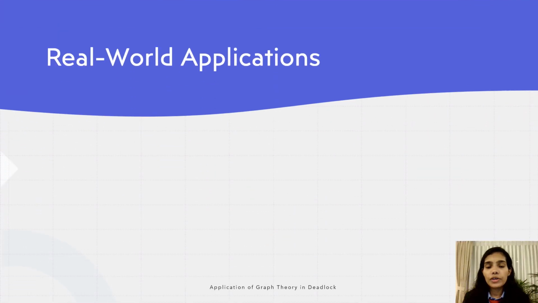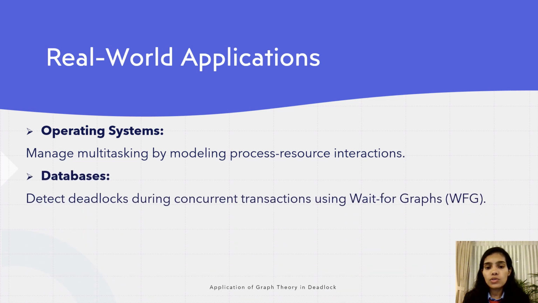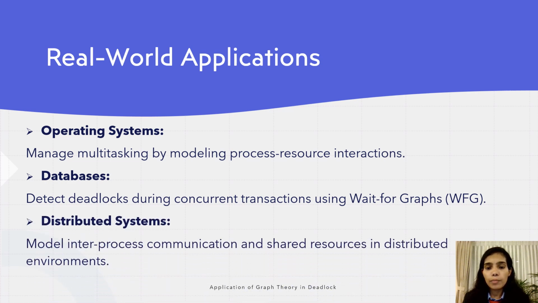Let's move on to real-world applications of graph theory in deadlock detection and prevention. Operating systems: graph theory is used to manage multitasking and detect process resource dependencies. Databases: deadlocks during concurrent transactions are detected using wait-for graphs. Distributed systems: inter-process communication and shared resources in distributed systems are modeled using graphs. These practical applications demonstrate the significance of graph theory in solving real-world problems.